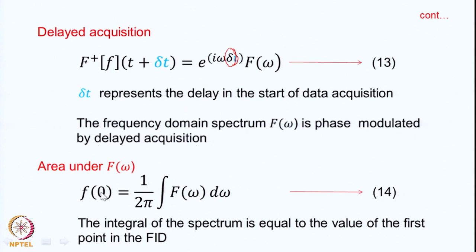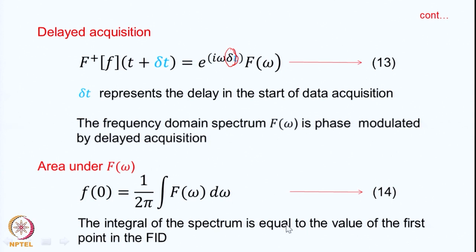Now, from the definition of the Fourier transform, we also realize that f of 0, that is if time t is equal to 0, what we get here is 1 by 2 pi, the definition was minus infinity to infinity f of omega e to the i omega t d omega. So if t is equal to 0, that e to the i omega t term vanishes. Therefore, I have this integral f omega d omega. Now, what does this integral mean? This is the total area under the curve. This is the total area under the spectrum.